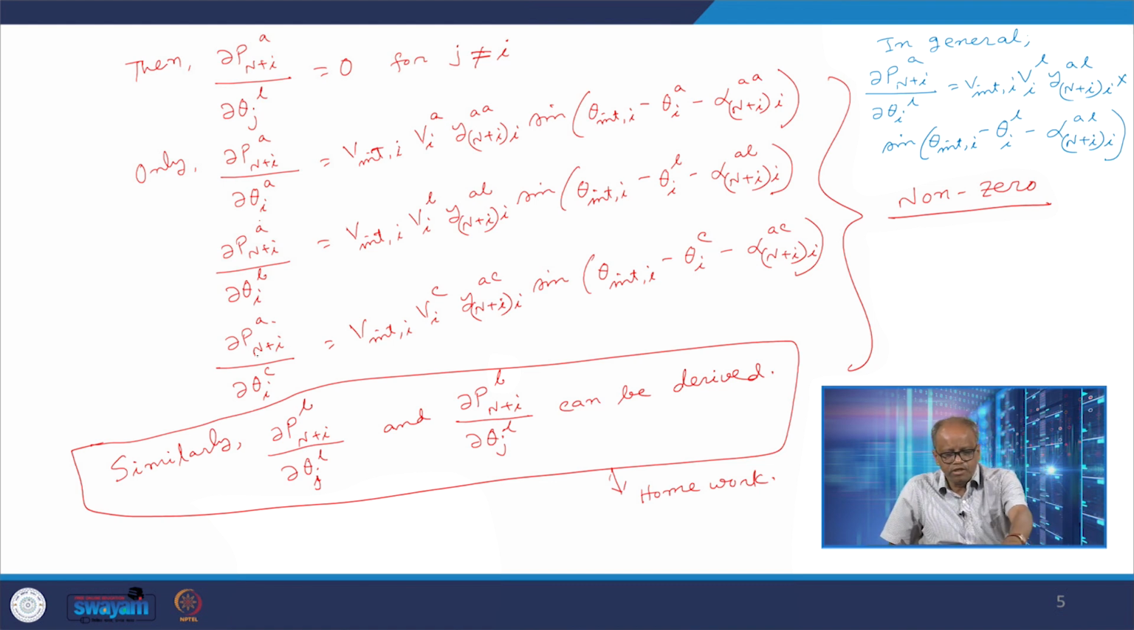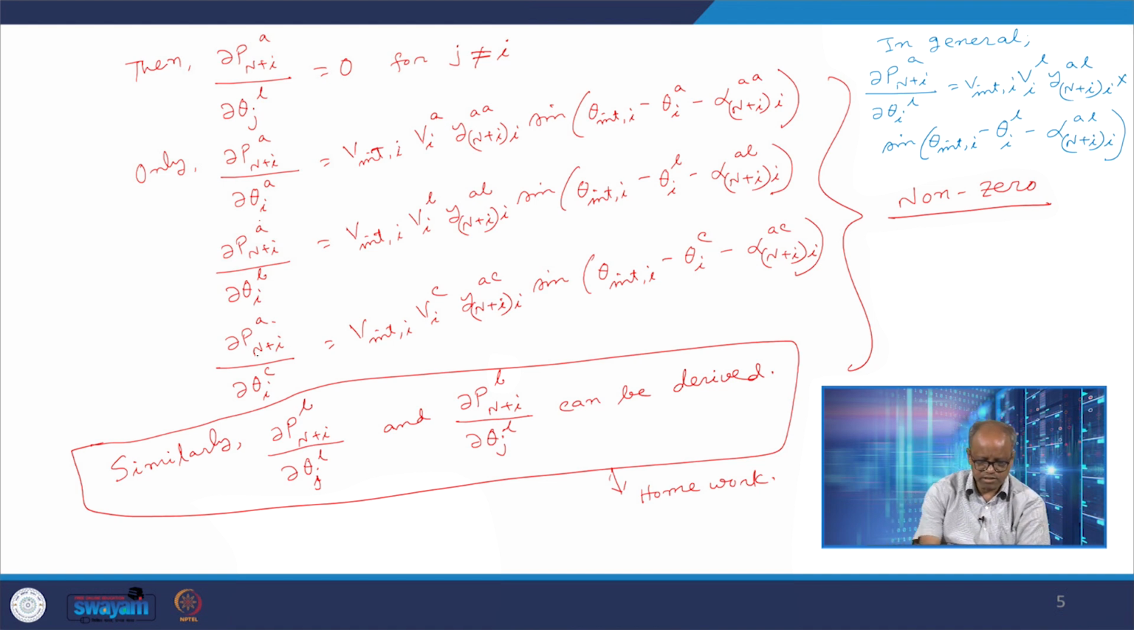Therefore del Pn plus IA by del theta JL is 0 for any j not equal to I. For j equal to I, it is non-zero, and for any phase this is the expression: V internal I into VIL. When L is equal to ABC, it is VIA, VIB, VIC. So L is equal to ABC, Yn plus IAL, sine theta internal I minus theta I ABC, and so on. So this is the general expression.